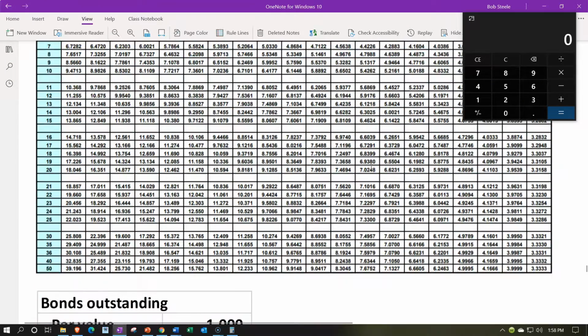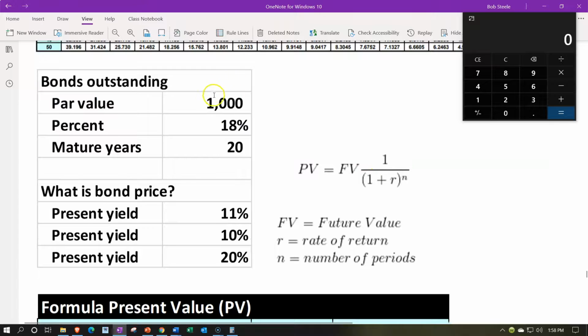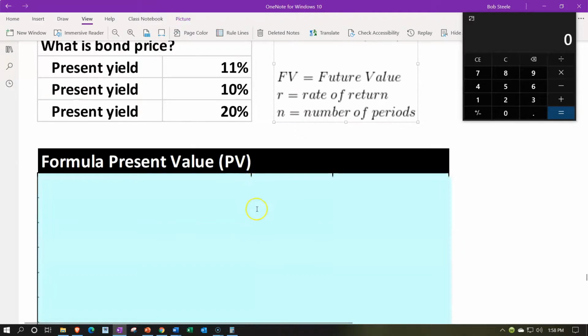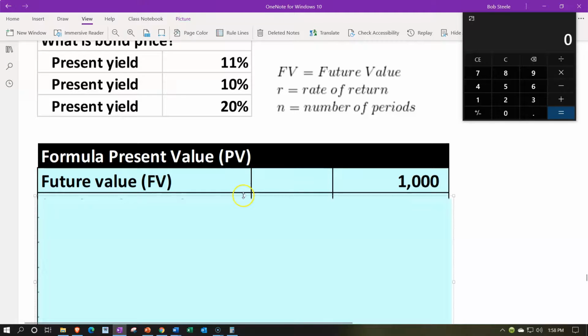Then let's calculate the present value of 1, that 1,000, bringing it all the way back to the current period again, using that 20% this time. Present value of 1 calculation is present value equals future value, you can think of it as over 1 plus r to the n. Present value equals future value, 1,000 this time, over 1 plus r, now 20%, to the number of periods, still 20. So let's do that with our calculation.